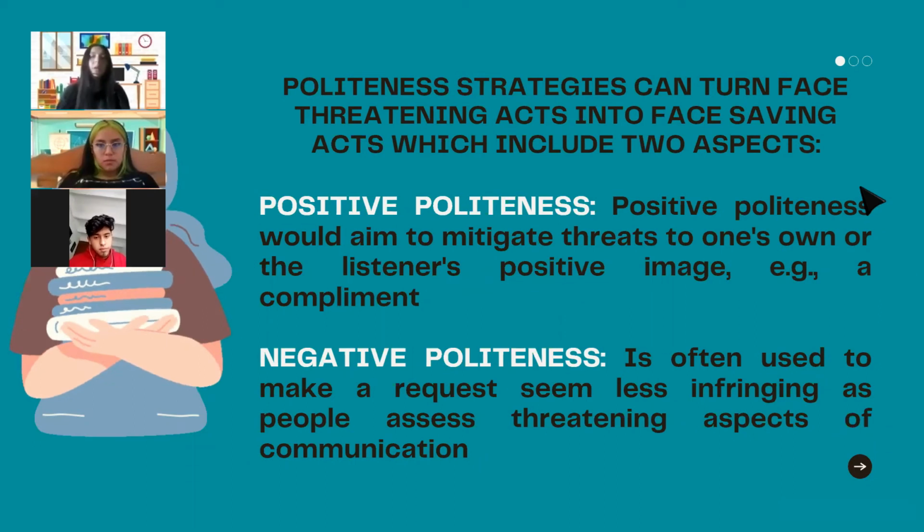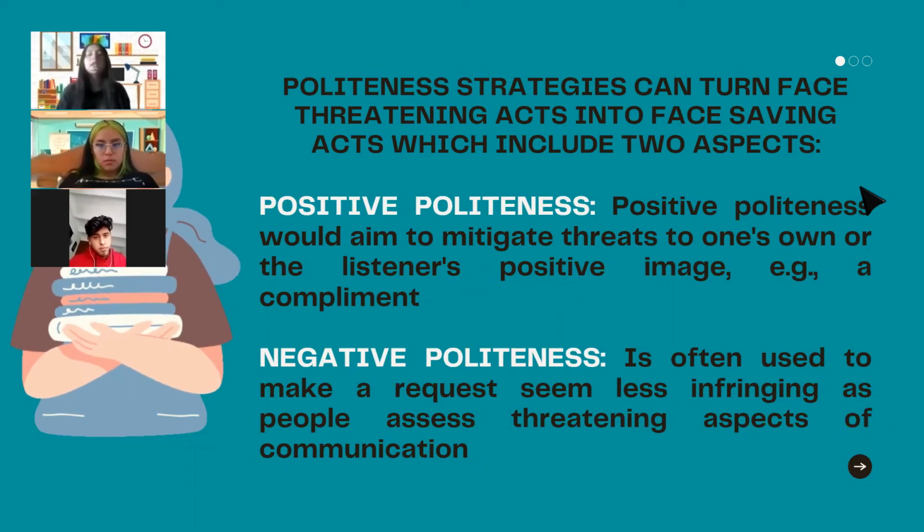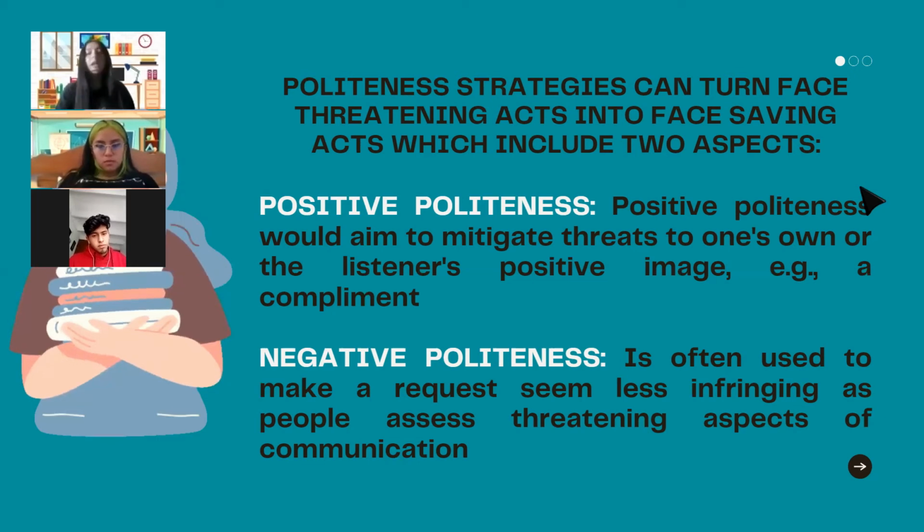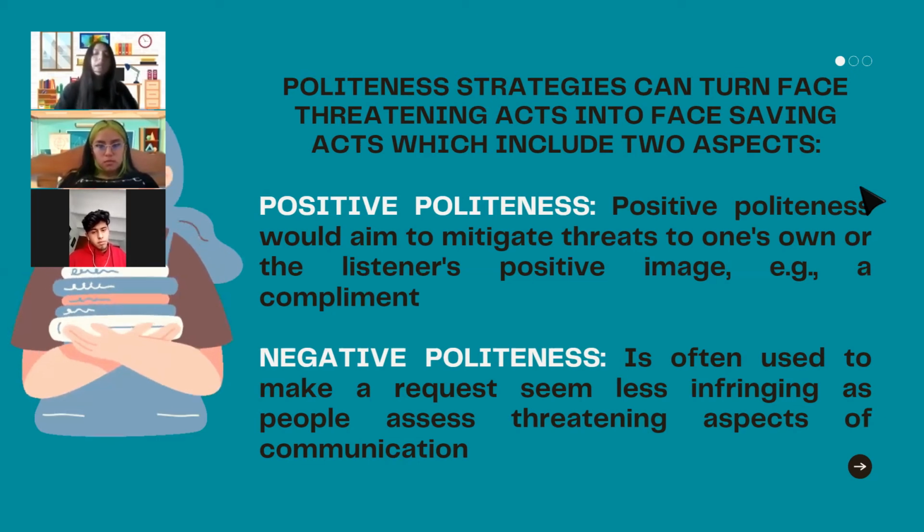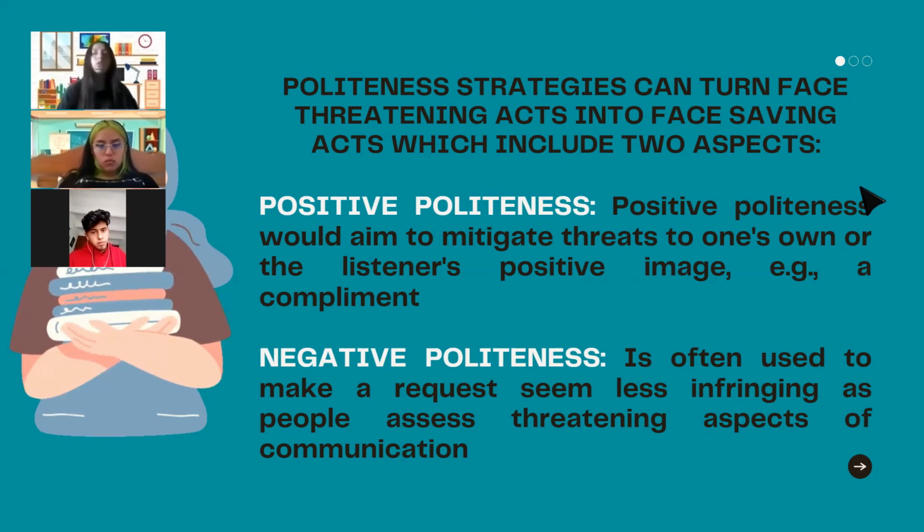Now we have politeness strategies that can turn face threatening acts into face saving acts, which include two aspects. First, positive politeness is when we choose a language that creates closeness, like a compliment or something like that. And negative politeness is when we use indirect language, hedging, and when we use formulas or phrases like would you mind or please.